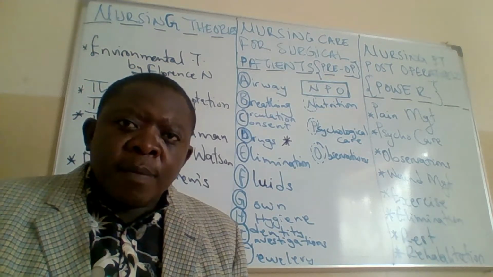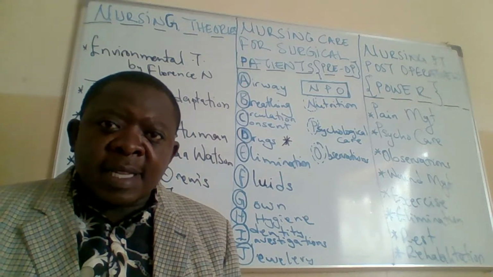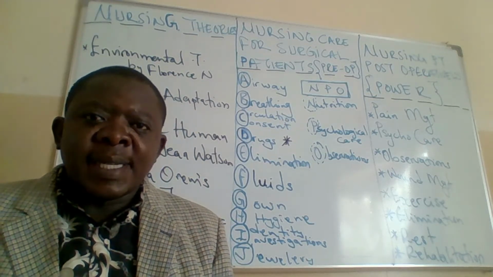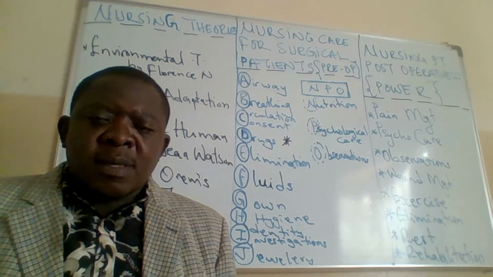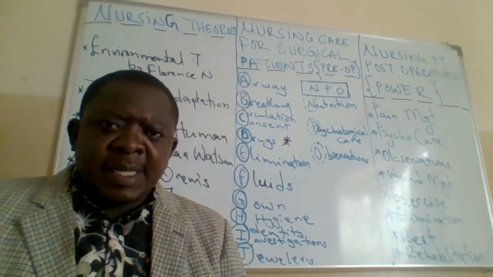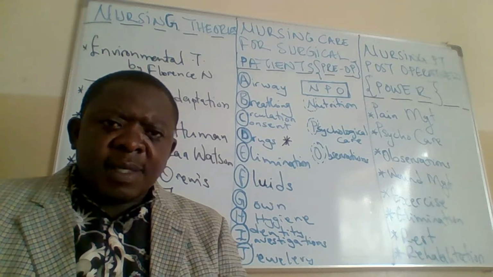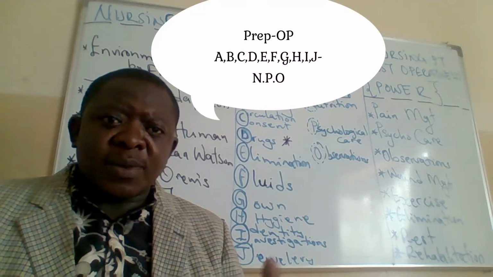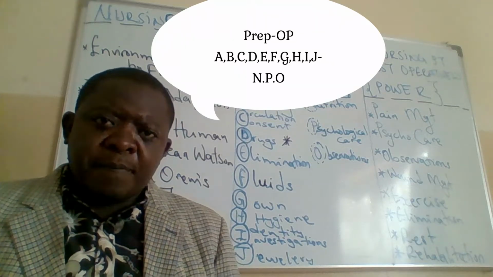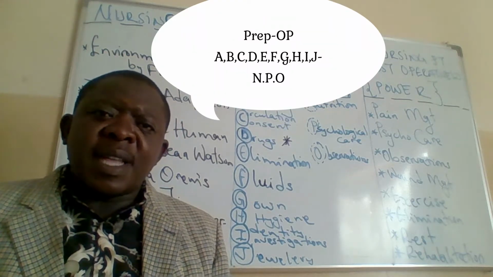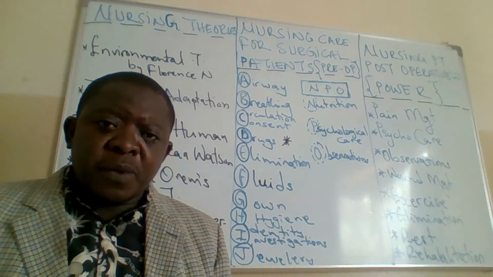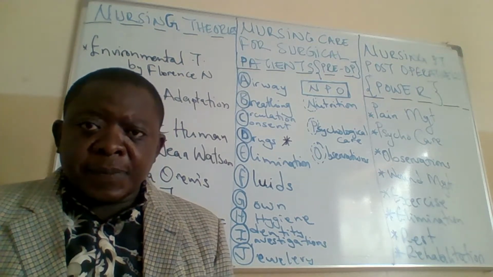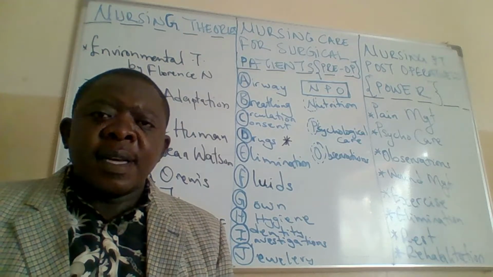All right, so pre-operative care, this is the care that is given to the patient before they go for surgery. And students have helped me come up with something that is easier to use when you want to write an essay or you want to plan for the care for the patient. So we are calling it the A, B, C, D, E, F, G, H, I, J, and then we have NPO. All right, so A is for airway.